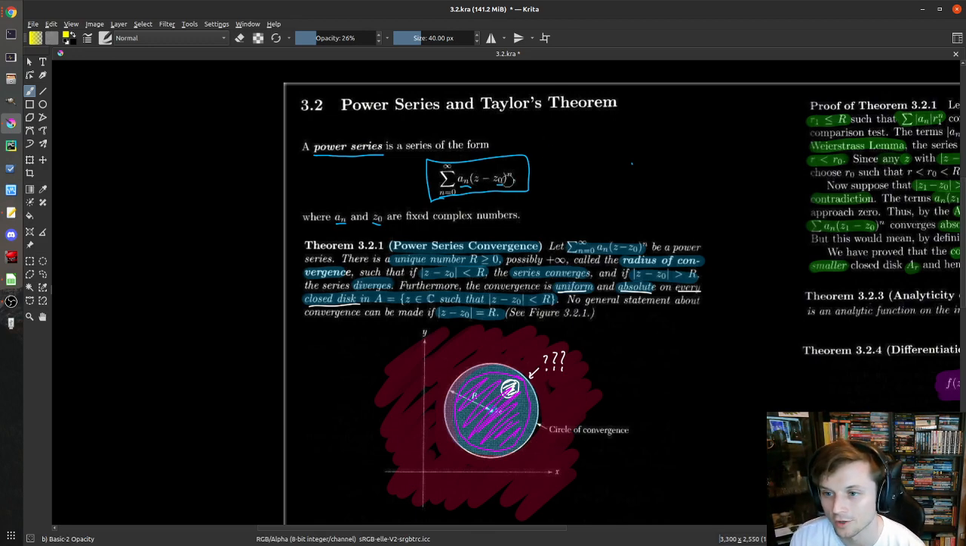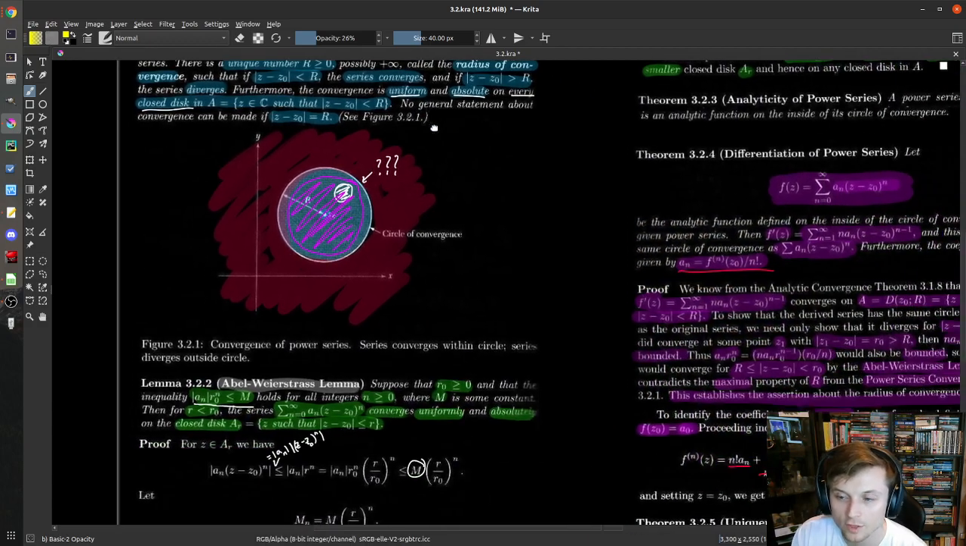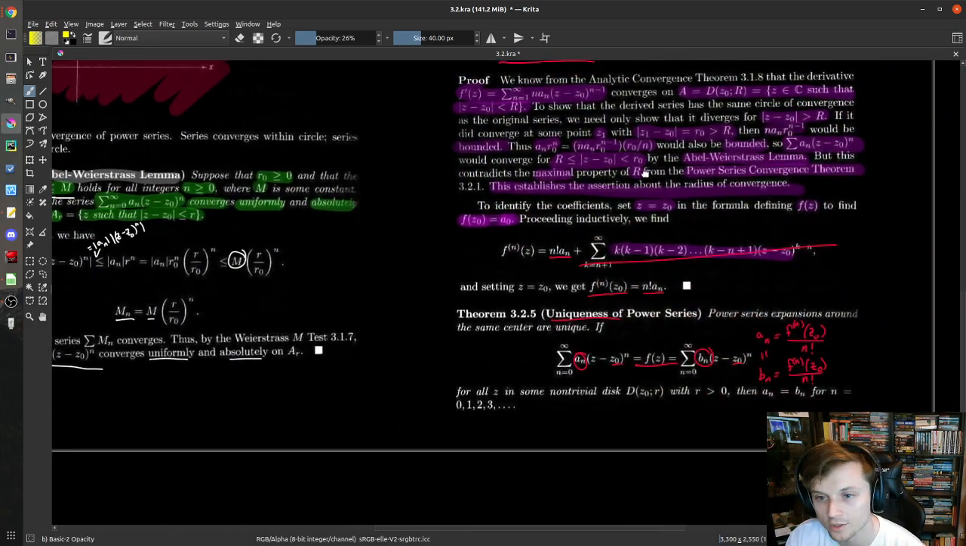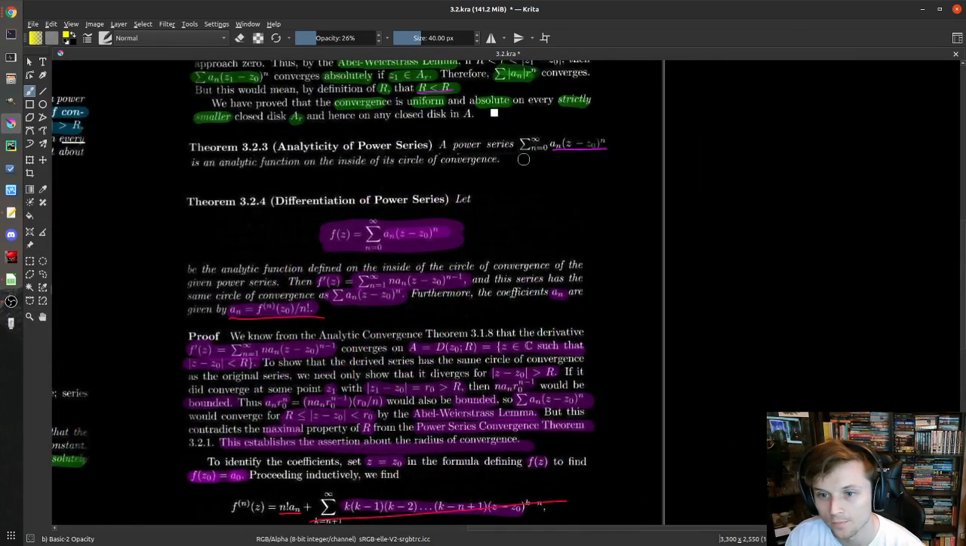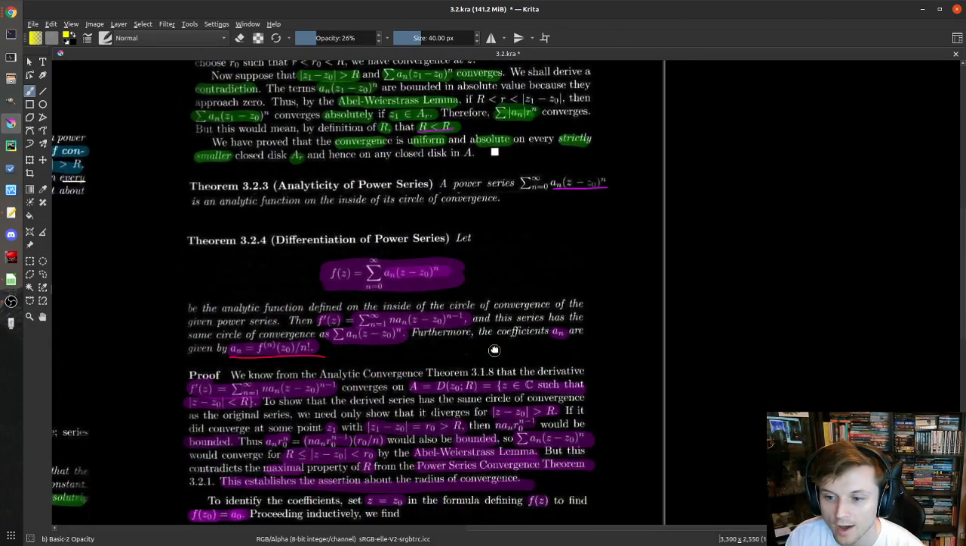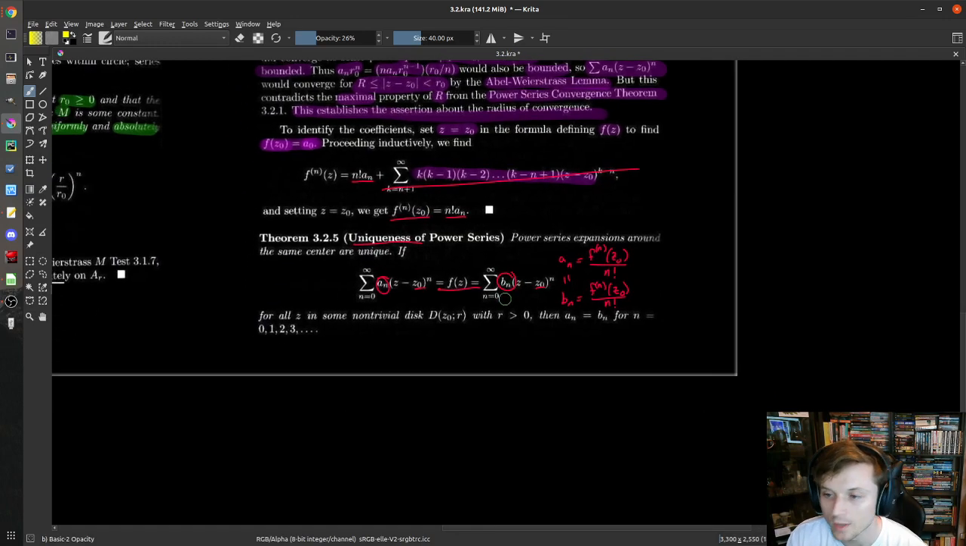It just involves terms, constants times z minus z naught to the n, a big old series like this. Of course, this is defined in terms of limits. We had to talk a little bit in 3.1 about some of the things related to this and limits of sequences, and then get some things about series out of that. We talked a little bit about radii of convergence, the Abel-Weierstrass lemma. We used that to talk about the differentiation of power series, and we got the uniqueness of power series.